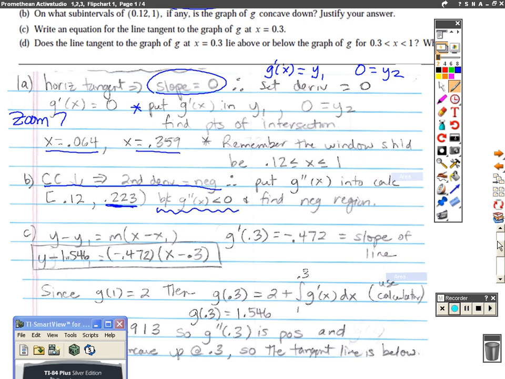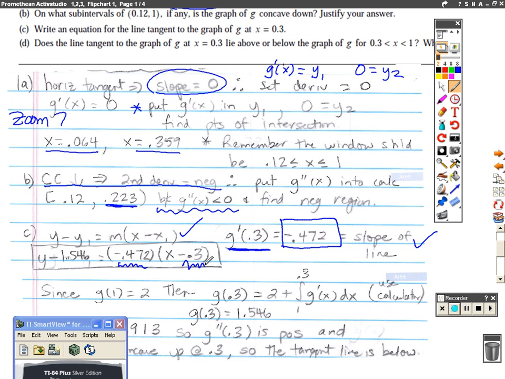I start out by writing my equation of a line in point slope form. I know that I need to find the slope, and they've already given me the derivative. So from my calculator, where I already have g prime of x typed in, I'm going to let the calculator tell me that the derivative, or the slope, or the y value on g prime is negative 0.472, which is the slope of my line. And so I substituted that in place of m. So that was easy. I also know that the x value is 0.3 because that was given.